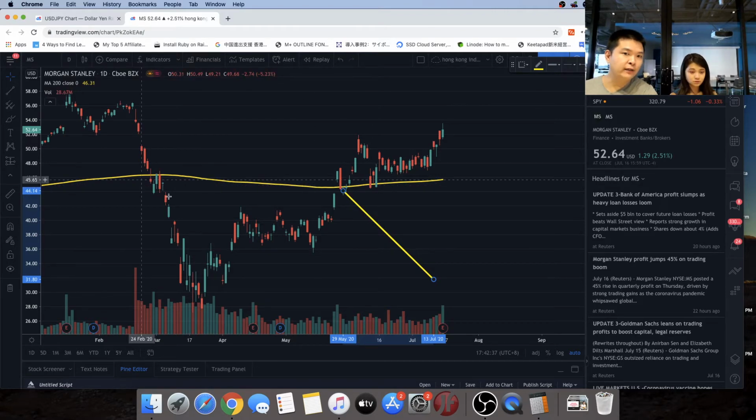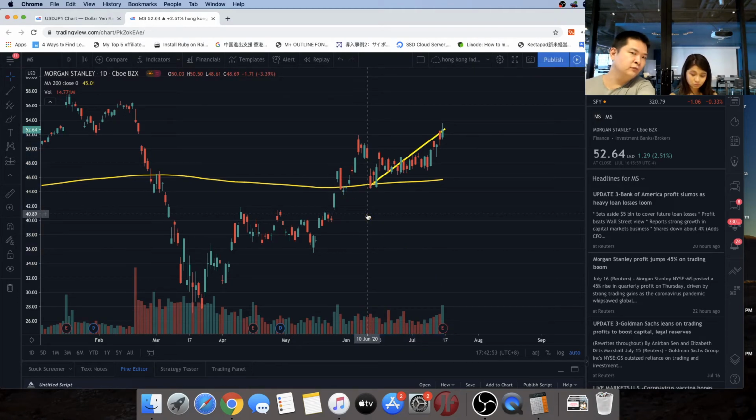Why? Because it already tested here one time. The second time it bounces back to the 200 MA, this is the time you place the trade. This is the time you're going to buy, and then you grab this move. So never go the first time, because you never know if this is just a fake break in order to continue.